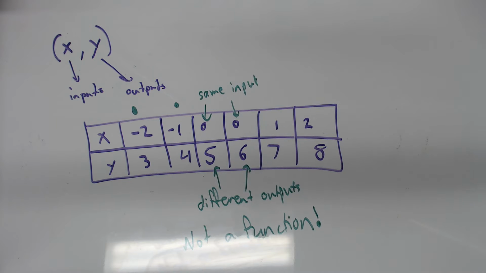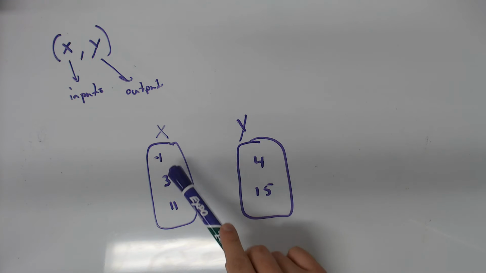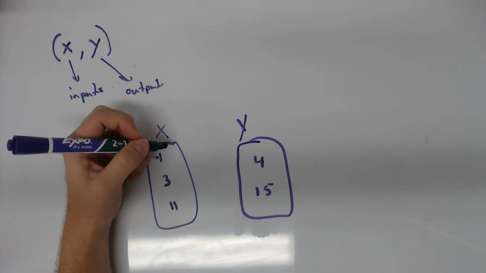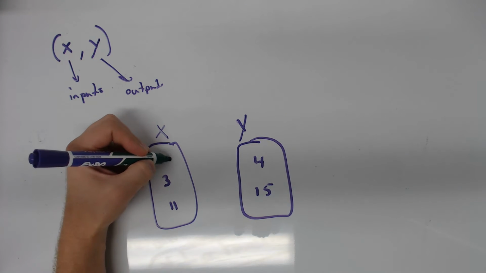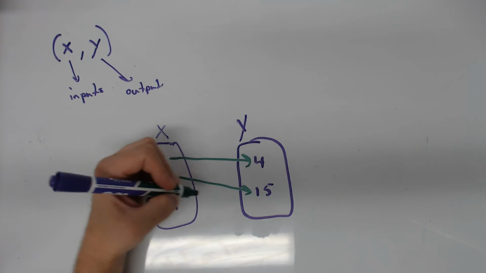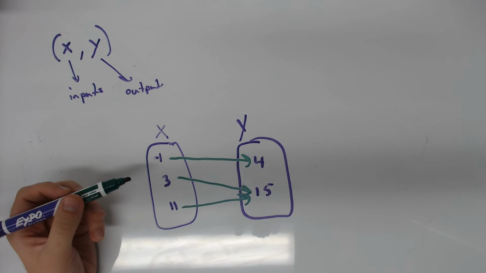Okay, there's one more graphical way to look at this before we get into the graphing. This little set, where x is the set of these 3 numbers and y is the set of these numbers. When you see this, there'll often be arrows pointing from x values to y values. So my question is, in this situation, is it okay that 3 and 11 both point to 15?